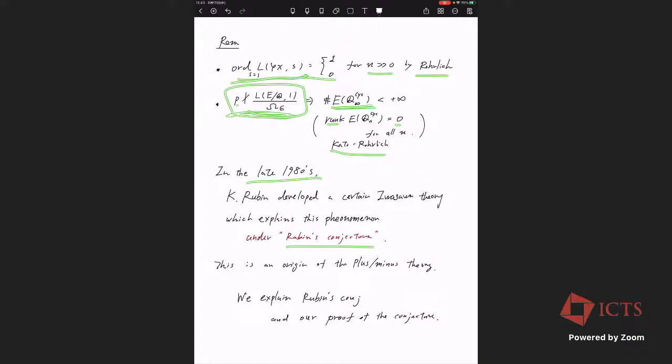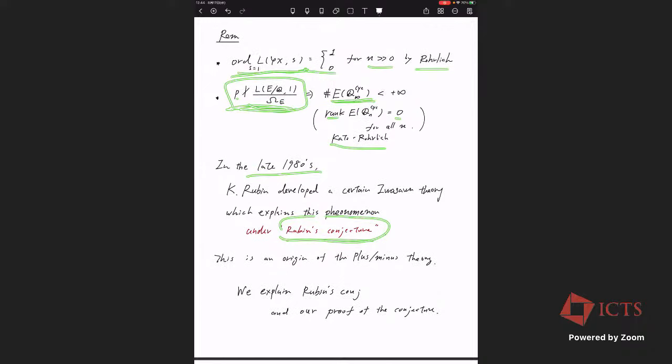I studied plus-minus theory for the cyclotomic deformation, but at that time, I didn't know Rubin's work. After that, I learned Rubin had an idea of plus-minus theory already in this setting. But unfortunately, in his setting, Rubin's conjecture was not solved, so plus-minus theory was not developed. Now I explain Rubin's conjecture and our proof of the conjecture.